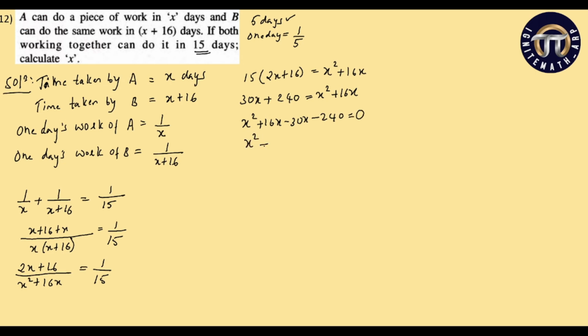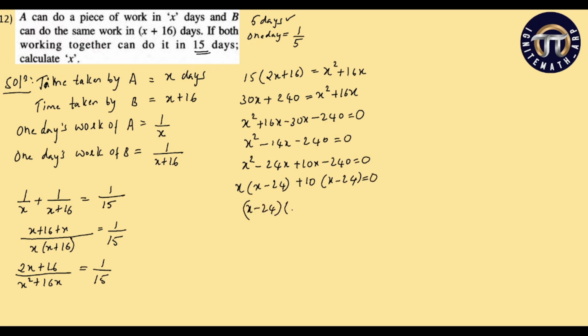Then I can write this one as x square minus 14x minus 240 is equal to 0. So later I need to split it and factorize. x square minus 24x plus 10x minus 240 is equal to 0. So x, I'm going to take it common. x(x minus 24) plus 10(x minus 24) is equal to 0. So x minus 24 is one factor, then x plus 10 is the other factor.